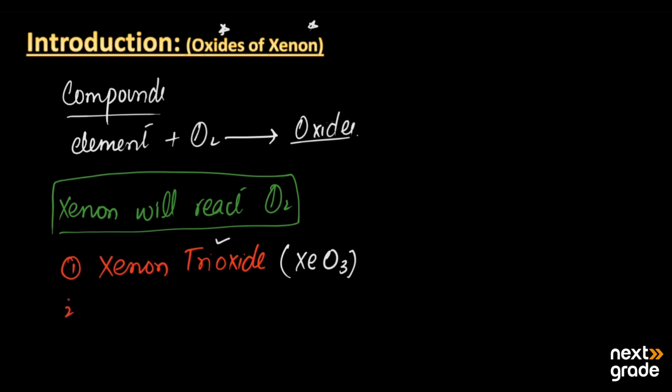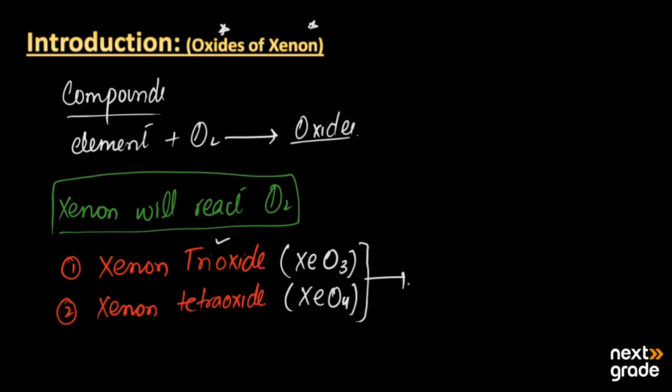And the second oxide of xenon is xenon tetraoxide. Xenon tetraoxide means it contains four oxygen atoms and its formula is XeO4. So these two oxides can be prepared when xenon reacts with oxygen. Now what are the main methods for its preparation and what are the properties of these oxides? We will discuss it now.